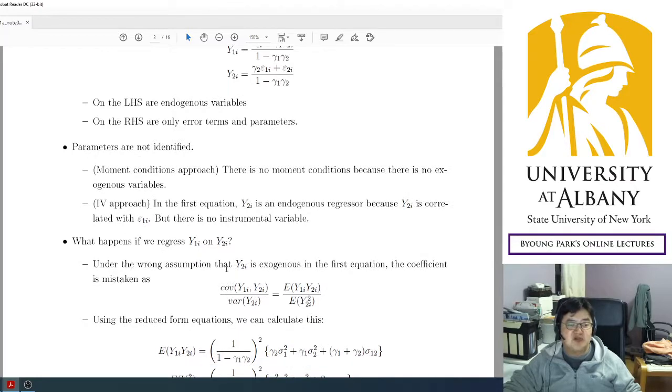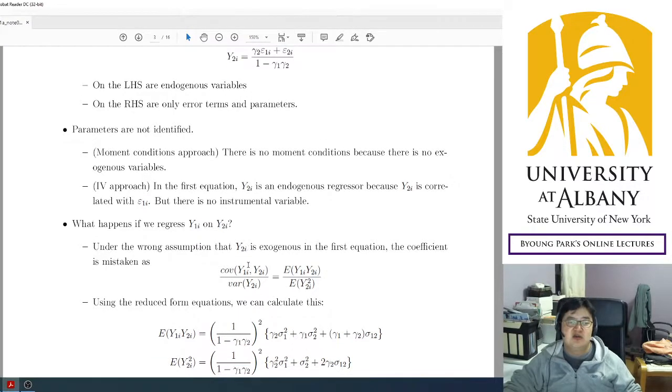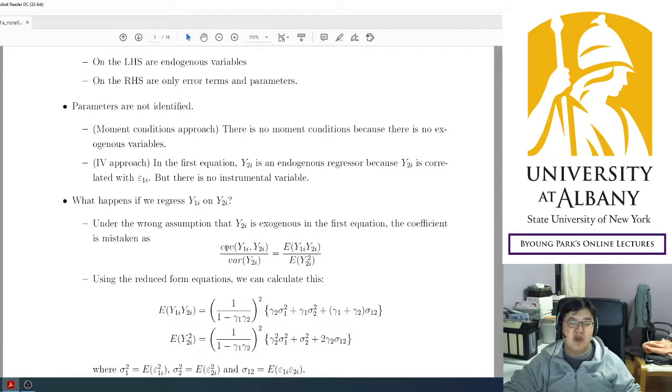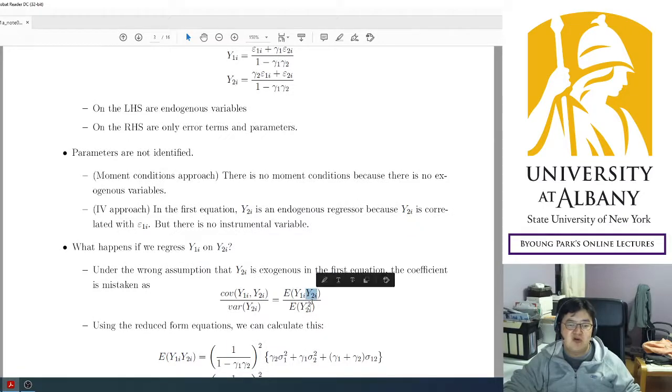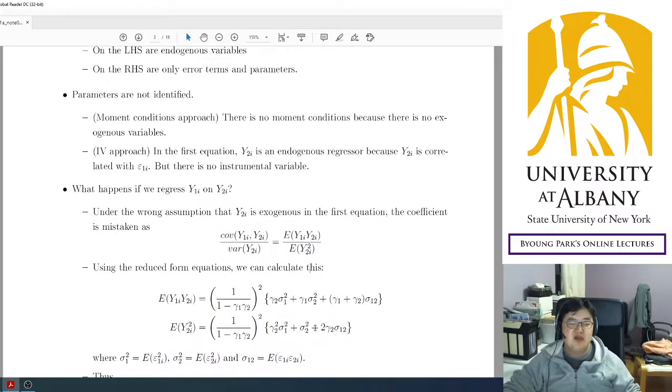Under the wrong assumption that y2 is exogenous, from the first equation, you may want to estimate the coefficient by this classical linear regression result. Then, using the fact that y1 and y2 are determined this way, plug these solutions into here and here, and calculate the expectation. This is what you get.